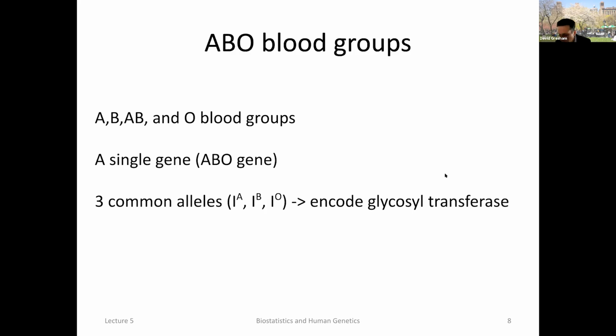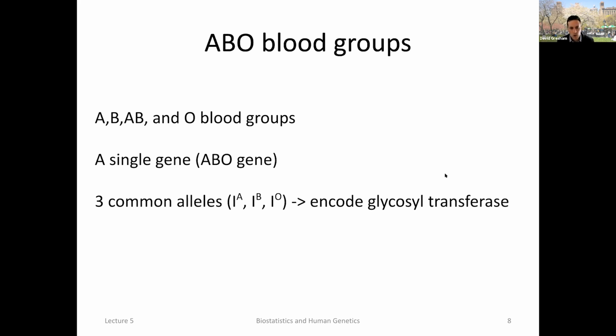So C told us that they are A plus. I think the plus refers to the rhesus locus, which is another locus and another epitope or antigen that's expressed on red blood cells. But we're focusing here just on the ABO blood group. It's a single gene that's called the ABO gene, but there are 3 common alleles in the human population.